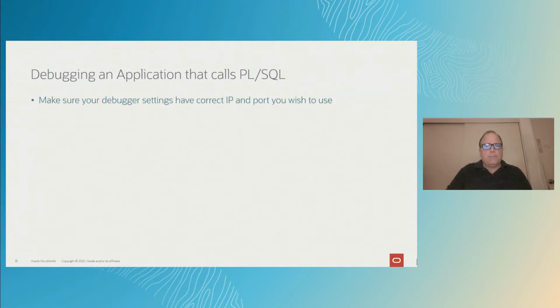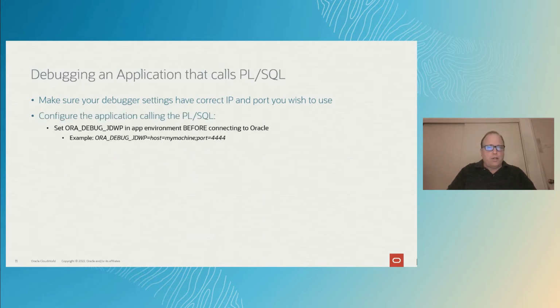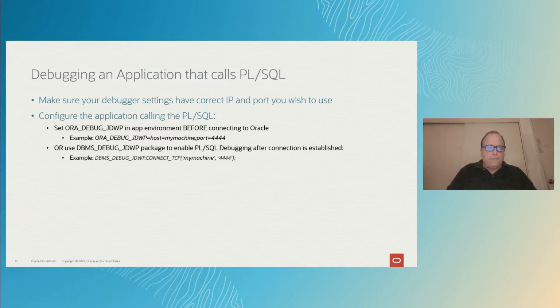Again, you need to tell the debugger what the IP and port you should use. You need to configure the application calling the PL/SQL by telling it what your host and your port is. And you need to do this before connecting to the database. If you can't do it before you connect to the database, then you'll have to use the DBMS_DEBUG_JDWP package to enable PL/SQL debugging after the connection's established. This is well documented, but there's a connect TCP member to that package where you supply your IP or host name and the port.